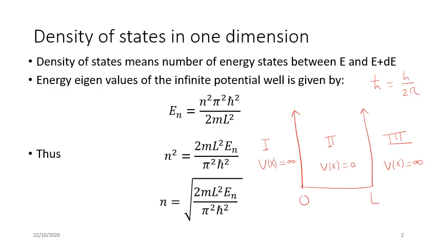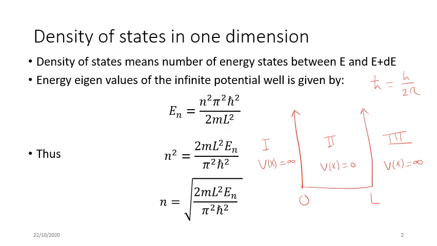If we see this equation carefully, we find that the energy eigenvalues depend on n, if the dimension of the potential well is fixed and the mass of the particle inside the potential well is fixed. In that case the energy eigenvalues depend only on n squared, that means the state in which the particle is present.